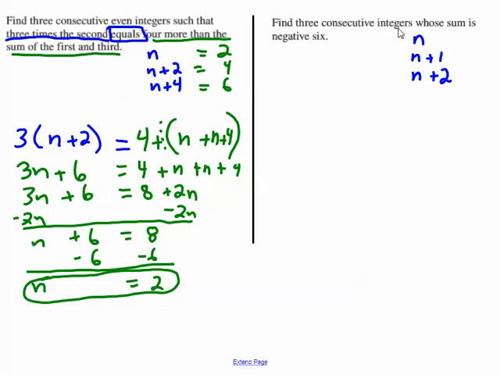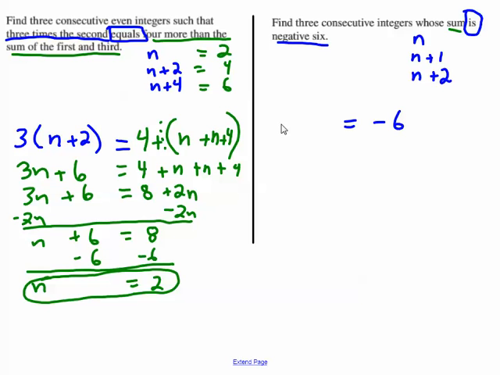Alright, find three consecutive integers. Here they are. Whose sum, oh wait a second, whose sum is -6. The sentence is sum is -6. Well, here's my is. It's -6 on the right side. On the left side, it would be sum.